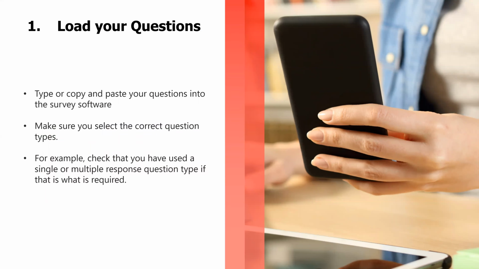So firstly, as I said, the first step is to load your questionnaire into the software. Usually you'll have written your questionnaire in Word or something similar, and it's quite easy in most software to take that and type or copy and paste the questions into the software. The only thing I'd point out here is to make sure that you pay attention to the question type when you're setting it up and putting it in. You don't accidentally program a single option question to allow multiple response options.